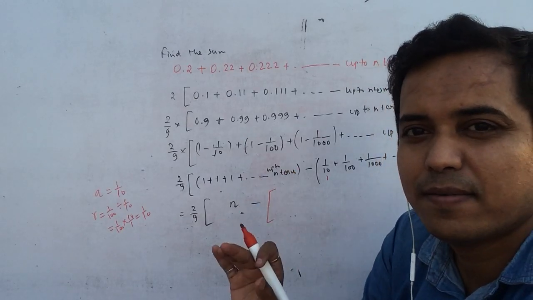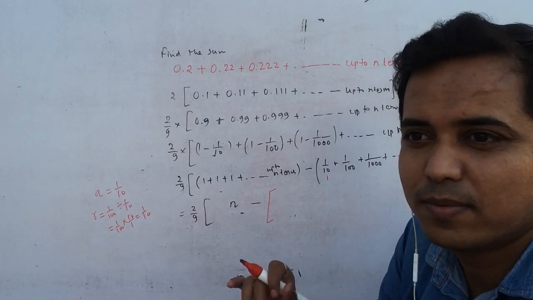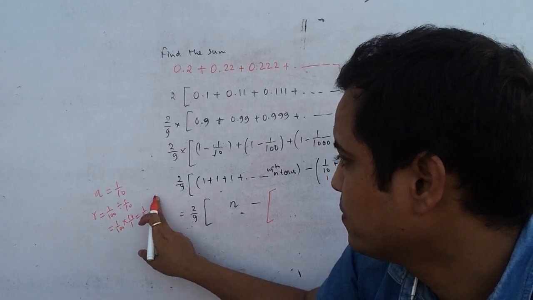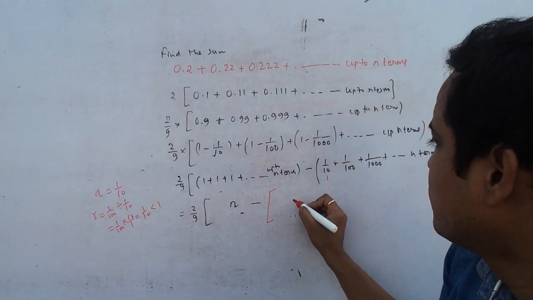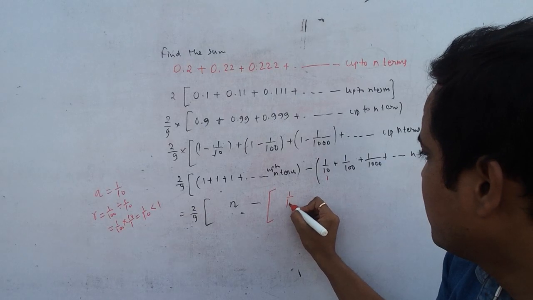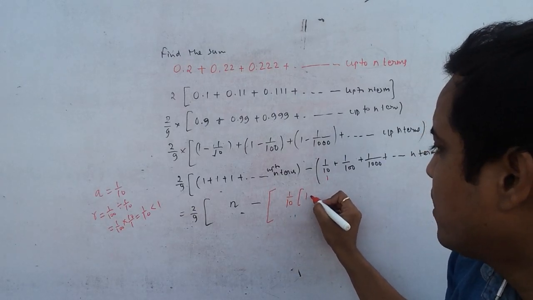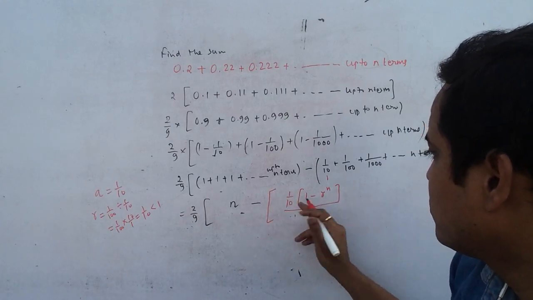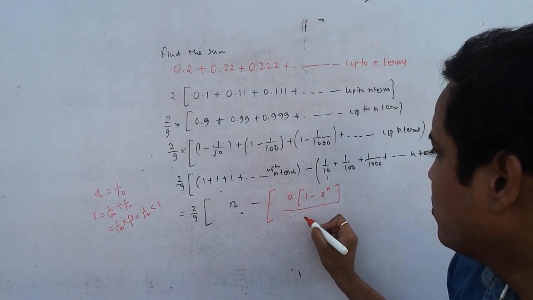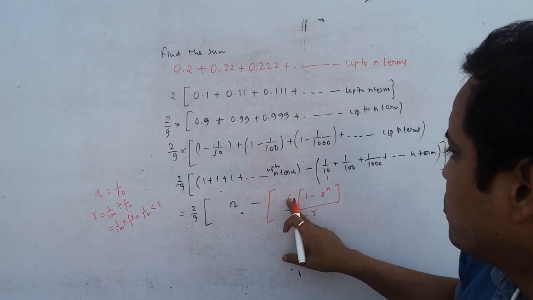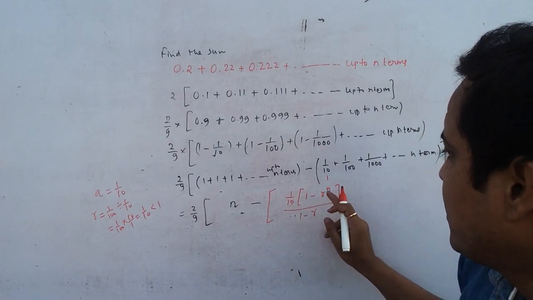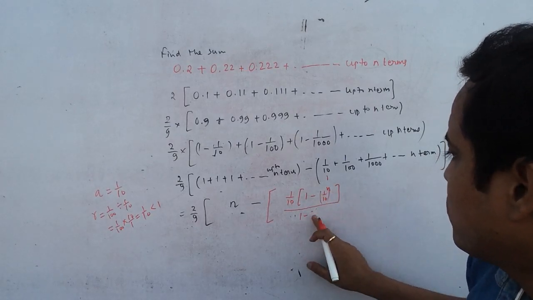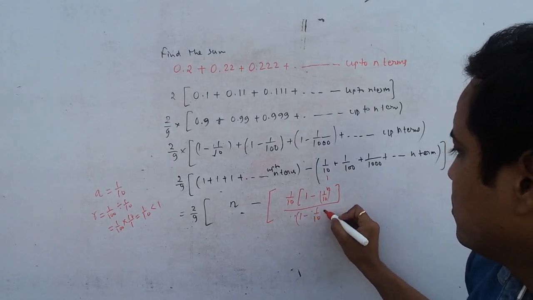a r raised to power n minus 1 upon r minus 1. Since here you see that r is less than 1, yes, it's less than 1, so you'll apply the formula a times 1 minus r raised to power n, upon 1 minus r. So at the place of a you would write here 1 by 10, at the place of n you would write n, okay, at the place of r write 1 by 10.